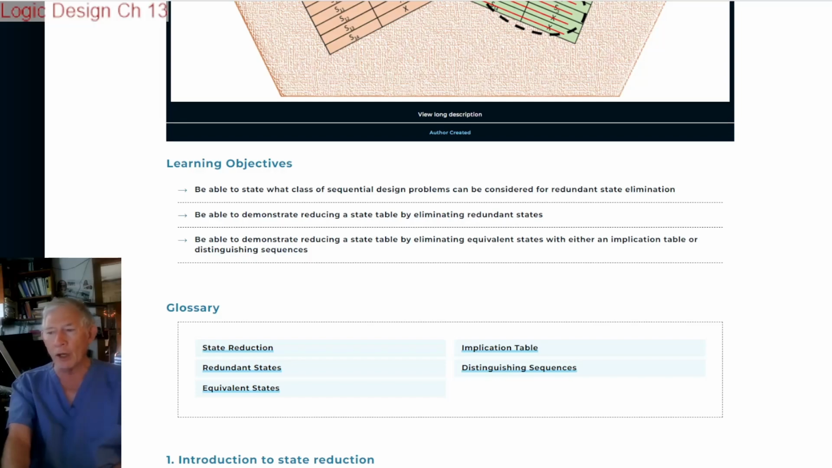The other thing is that we should be able to identify redundant states and eliminate them, and then substitute in one state for all their equivalent redundant states. The second thing is to be able to demonstrate reducing a state table by eliminating equivalent states. For that, we need either an implication table or distinguishing sequences, and we'll look at that.